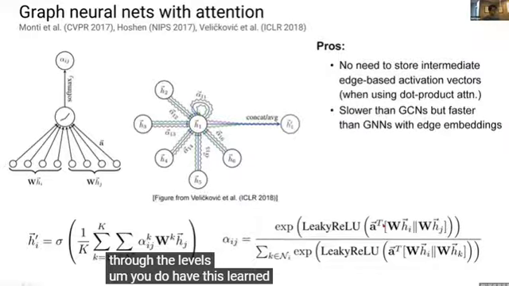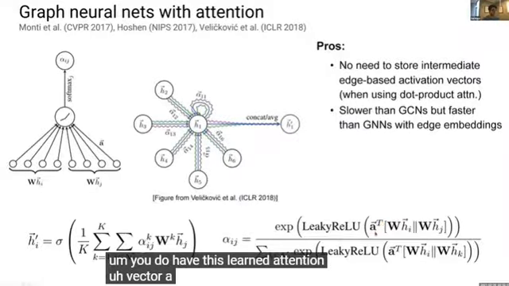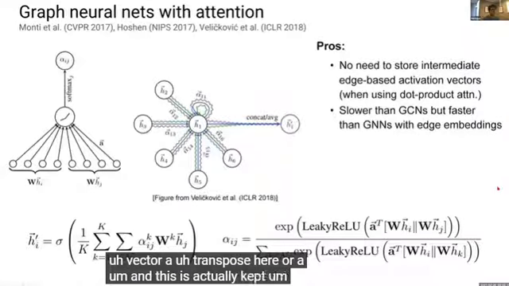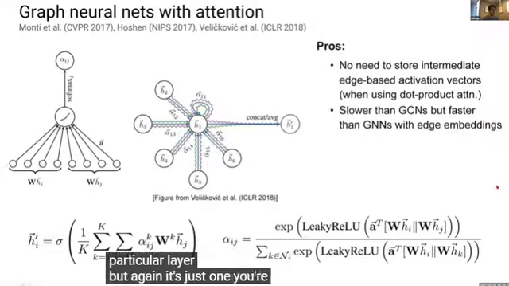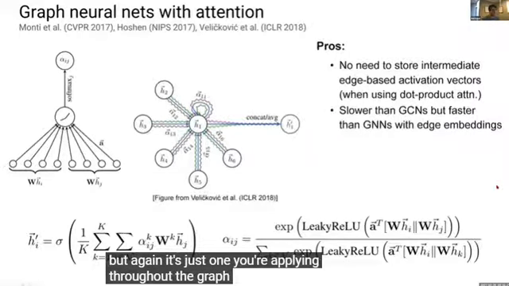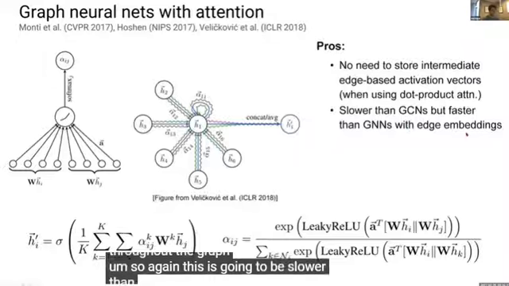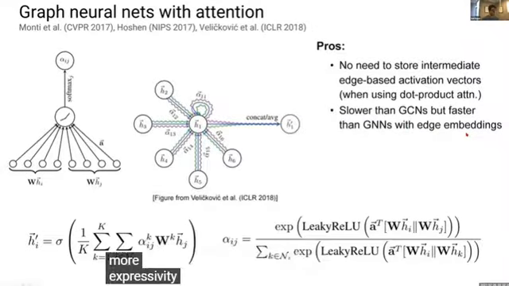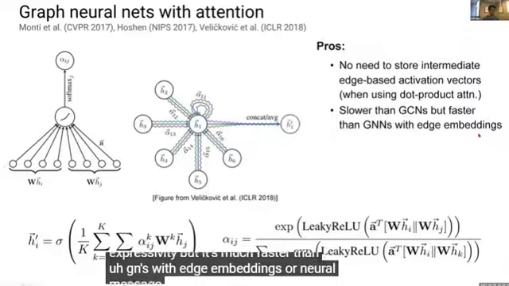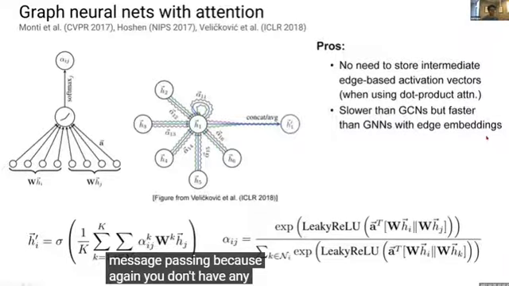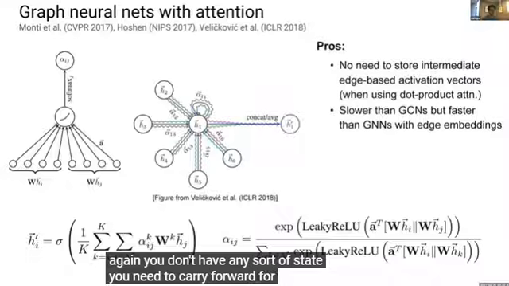You do have this learned attention vector a transpose here, or a, and this is actually kept for that particular layer, or learned for a particular layer. But again, it's just one you're applying throughout the graph. So again, this is going to be slower than GCN still because it's a little bit more expressivity, but it's much faster than GNNs with edge embeddings, with neural message passing, because again, you don't have any sort of state you need to carry forward for each edge.